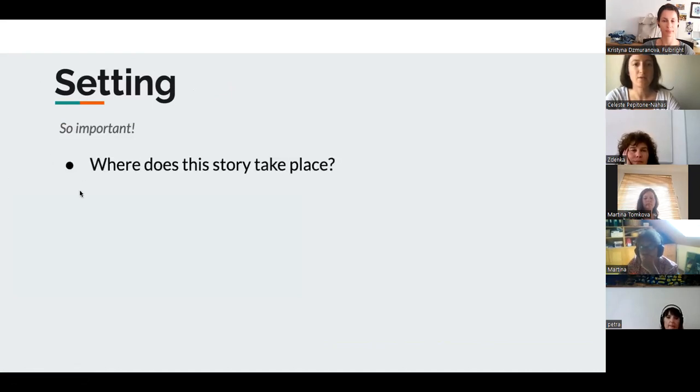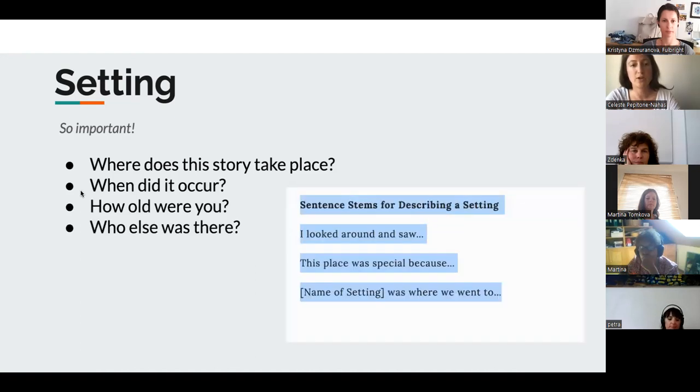Okay, setting. This is so important. And it's where you're asking all of these W questions: where, when, who. You can give students some sentence stems for describing a setting, but you can also, if you feel students are not writing enough description, I have some activities you can use, and I will share them.